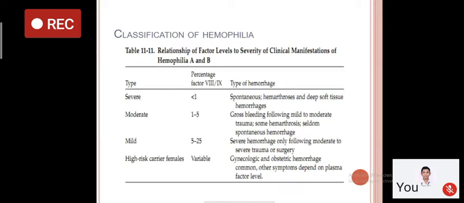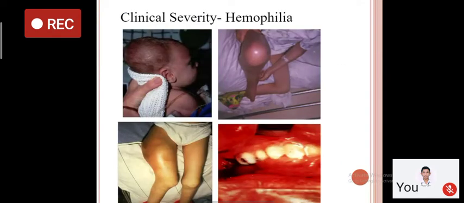But if the factor falls below 5%, between 1 to 5%, gross bleeding can happen with mild to moderate trauma, or sometimes there may even be spontaneous bleeds. But spontaneous bleeds are common only in patients who have a severe deficiency, that means the factor levels are less than 1% of normal. And here the chances of hemarthrosis as well as life-threatening bleeds can also be there in rare conditions. So this is how the patients can present to you.